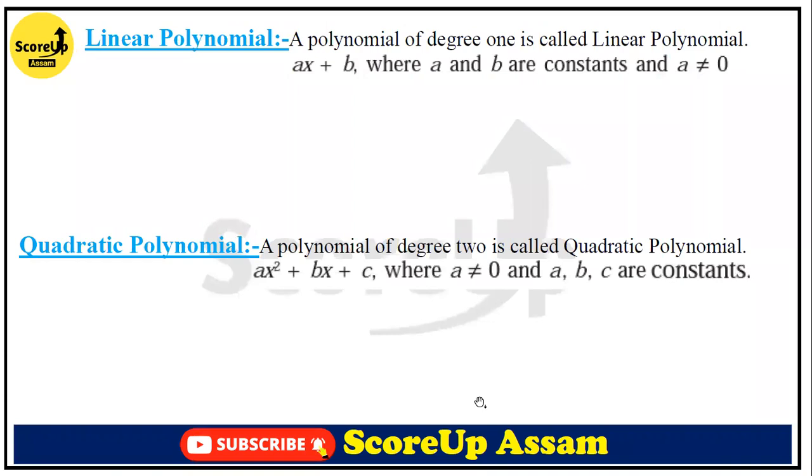Linear polynomial. Suppose I write p of x equal to twice x plus 3. What is the degree of this polynomial? It is 1. That's why a polynomial of degree 1 is called a linear polynomial. So this is a linear polynomial.